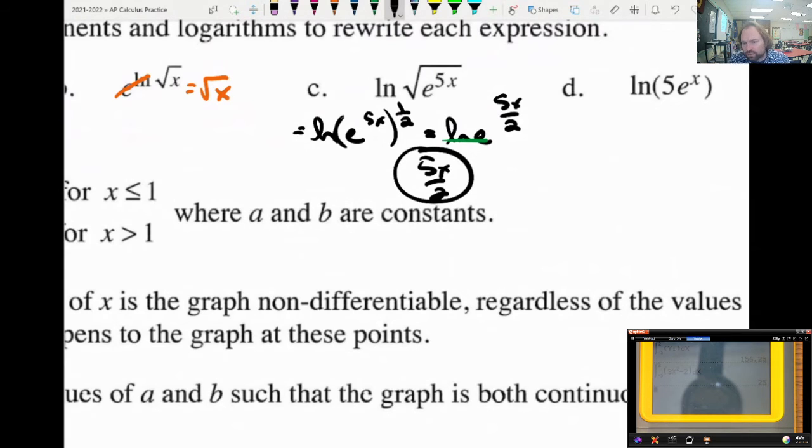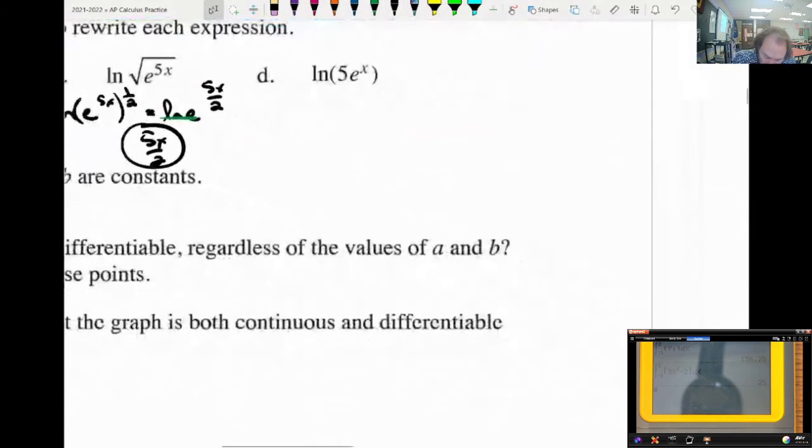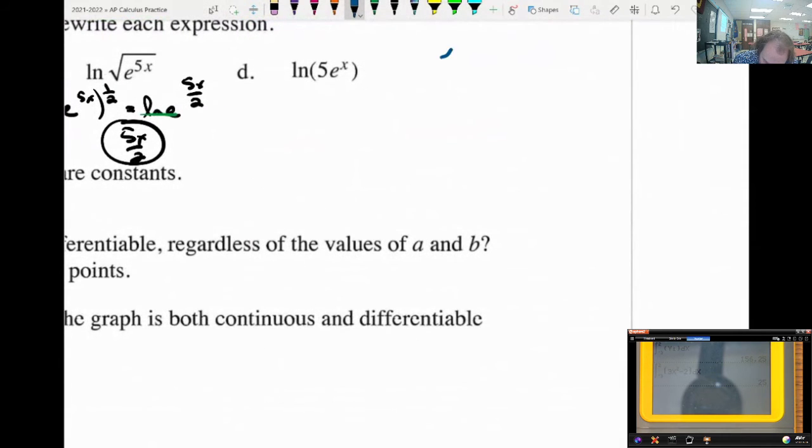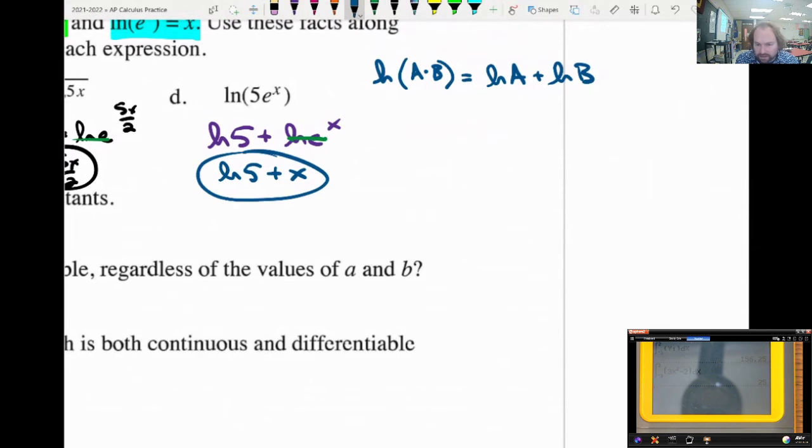And we'll do a similar trick with question D. Actually, no, for question D, we're going to use another property of logarithms where if you have the natural log of a times b, or any logarithm, it doesn't have to be a natural log, you can rewrite this as the natural log of a plus the natural log of b. It's a property of logarithms. So we're going to separate this right away into natural log of 5 plus natural log of e to the x. And the natural log of e cancels out, so we have natural log of 5 plus x, and that's the only way to write that answer.